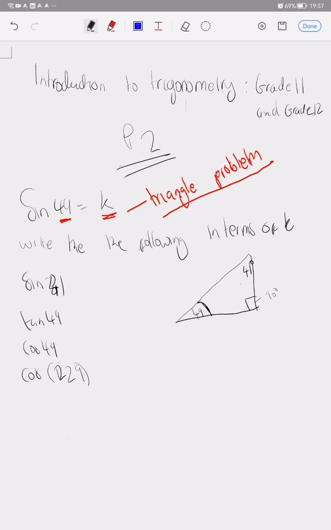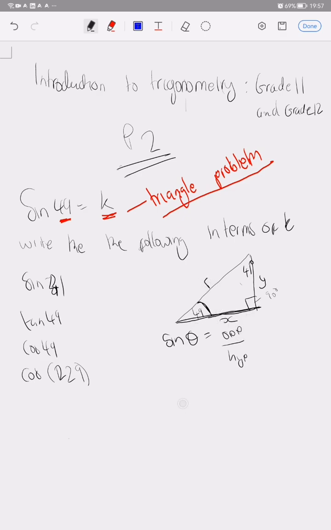So now what do we do from here? Remember, what do we know about sine? We know that sine theta is equal to opposite over hypotenuse. Everything that is on the x-axis, I call it x. Everything that happens on the y-axis, I call it y. Then the hypotenuse, I call it r.